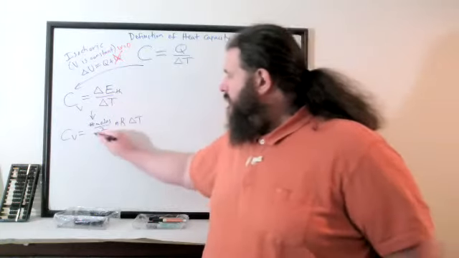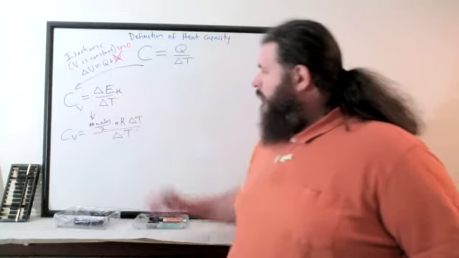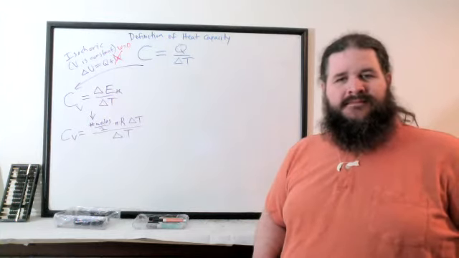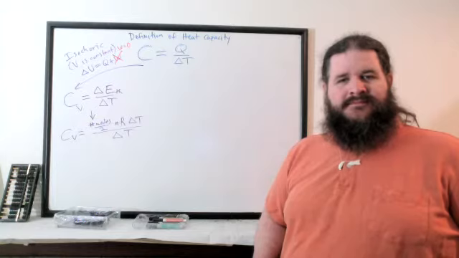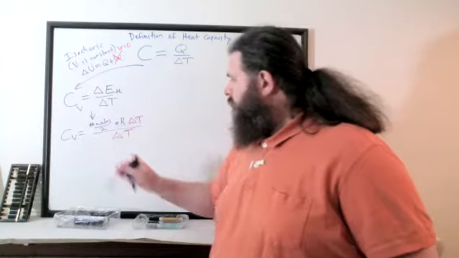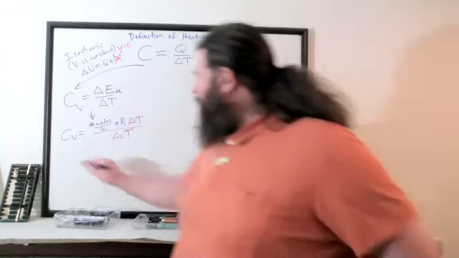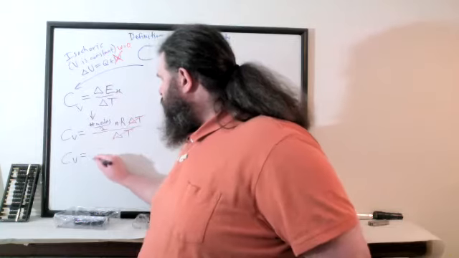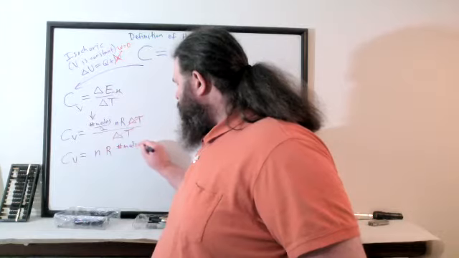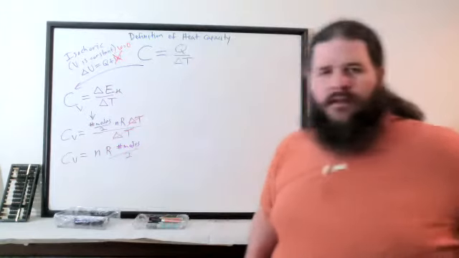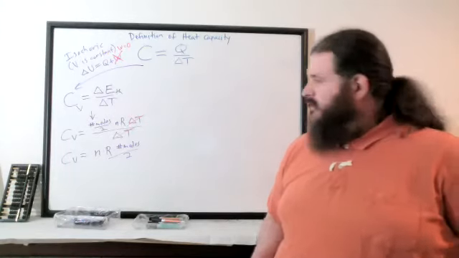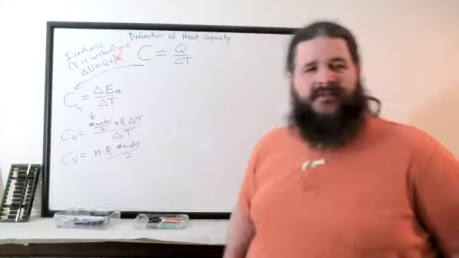But then we're dividing that by delta temperature to get the heat capacity. What happens when we divide those? Yeah, delta T cancels out. Meaning that the constant volume heat capacity is just N times R times number of moles over 2. So this is a very useful expression for the heat capacity at constant volume. All you need to know is how many modes and how much of the substance.